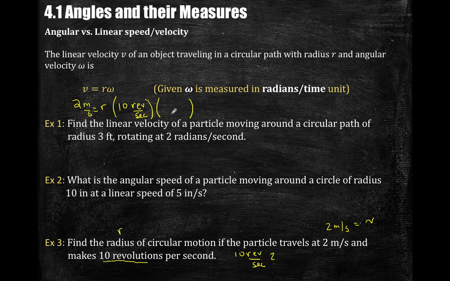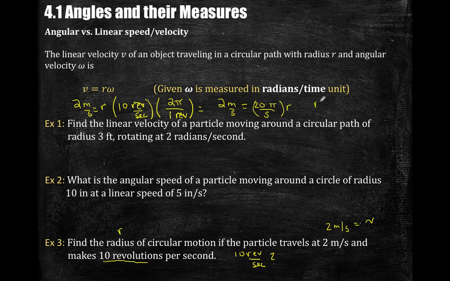Well, what relationship do you know? 1 revolution around a circle, your unit circle, is what? 2 pi radians is 1 what? Revolution, right? 2 pi times r is 1 trip around the circle. And now look what happens. My revolutions cancel out, and I end up with 2 meters per second is equal to 20 pi radians over what? Times the r I'm trying to find.